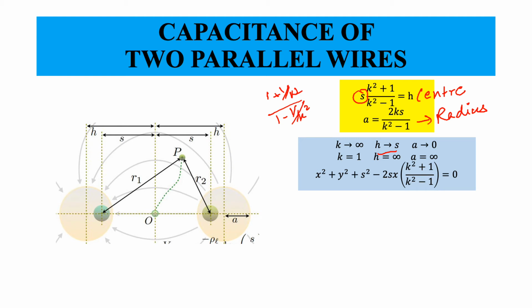So I am repeating. The line charge can be thought of as centered at the origin for k going to infinity. What happens to the radius? The numerator has k, and the denominator is k square. If I take k common again, it becomes 2s by k times (1 minus 1 by k square). So the numerator is infinity but the denominator is also larger, and this term becomes 0, so a will be 0.